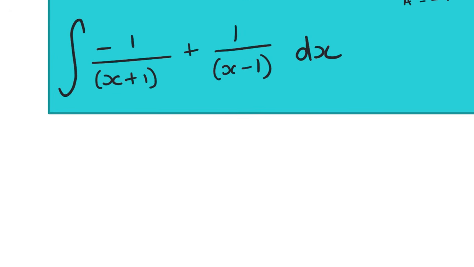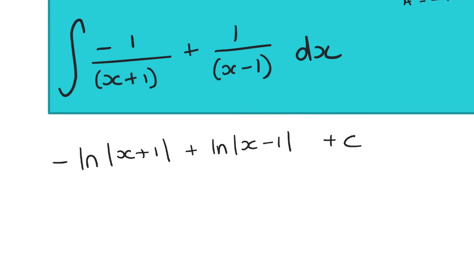Okay, so guys, do we know how to integrate 1 over something? What is it? Ln. Okay? So we're going to have minus ln of the modulus of x plus 1. Now, we would technically divide by the differential of the bracket, but we know that the differential of x is 1. So we're not doing that, but that process is happening in my head. Plus ln of x minus 1 plus c.